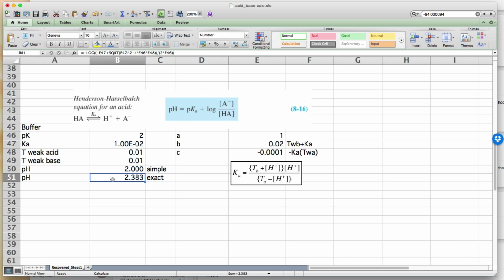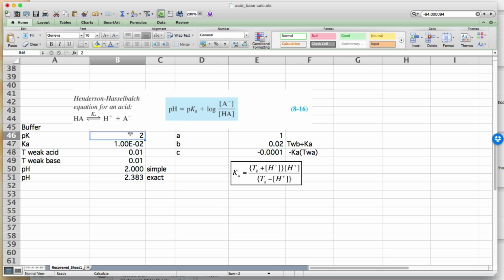And so when you do that, you notice that the pH in this exact solution is 2.38, and so it's significantly higher than what you would calculate, and this again accounts for the dissociation of the weak acid, producing now a lower concentration of H plus, and the buffer having a higher pH.